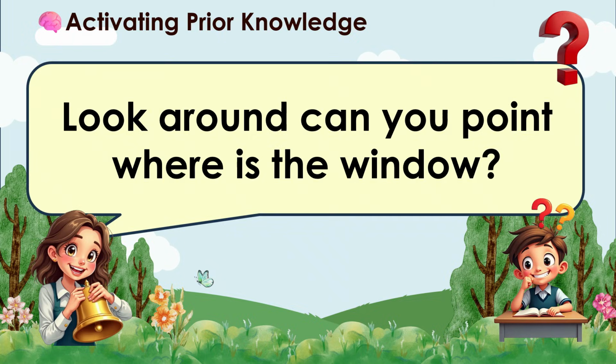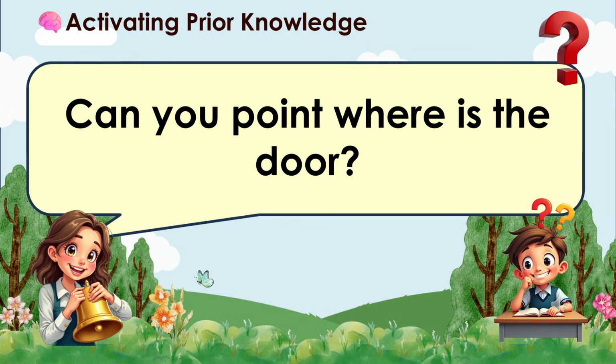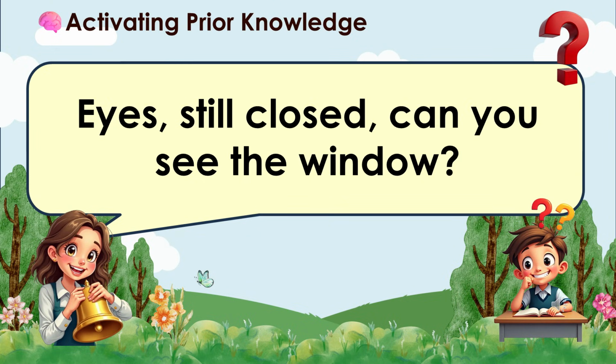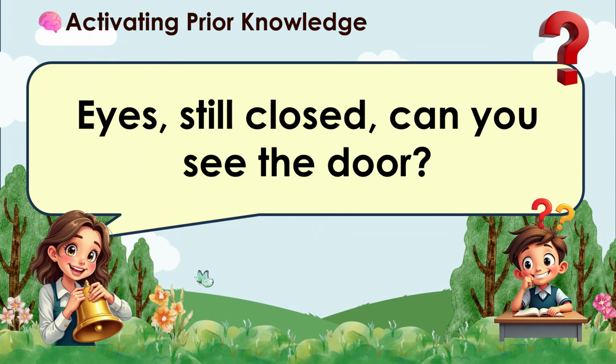Activating prior knowledge. Look around. Can you point where is the window? Can you point where is the door? Now, close your eyes. Can you see anything? Eyes still closed. Can you see the window? How about the door?